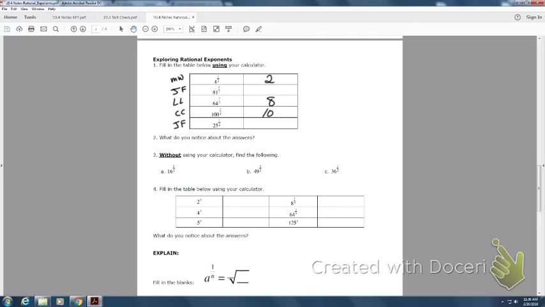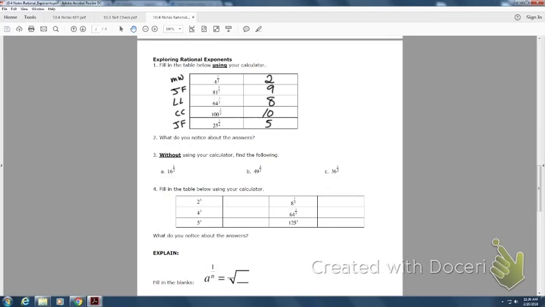Okay, so 81 to the power of 1/2 is 9. 25 to the power of 1/2 is 5. So, what conclusion can we draw from this, Matthew? Raising something to the power of 1/2 is the same as doing what, Alexis? Taking the square root. Okay, so on 2, I want you to put that in your own words.